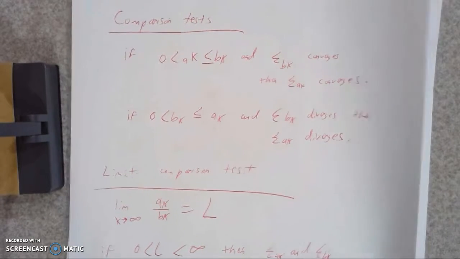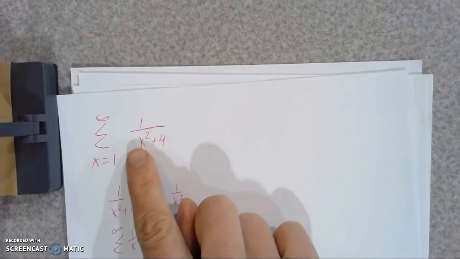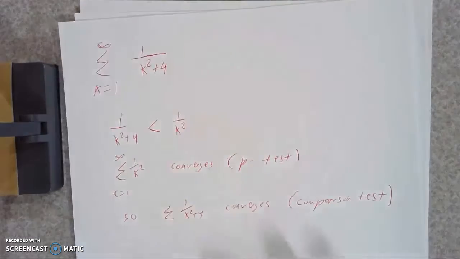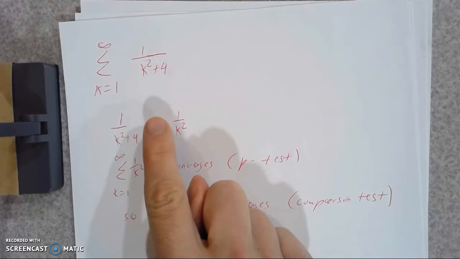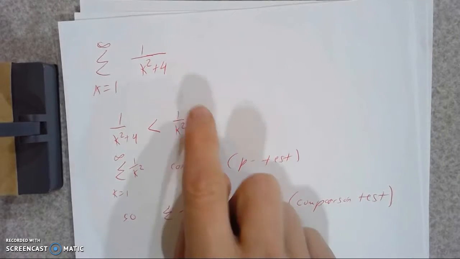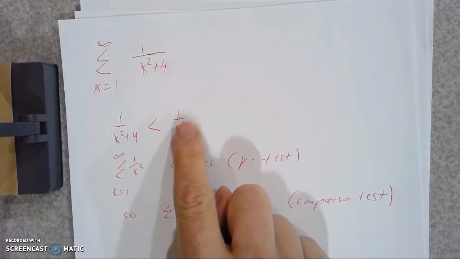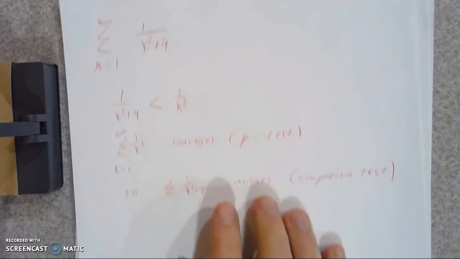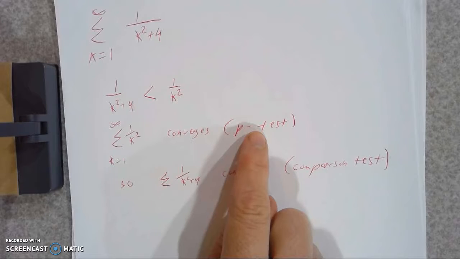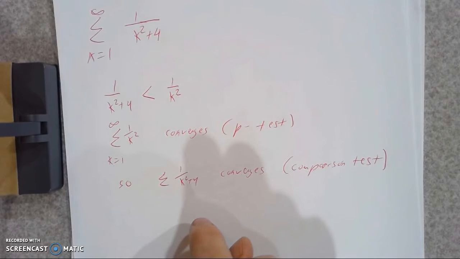Alright, let's go ahead and do an example with the comparison test. Here is the sum from k equals 1 to infinity of 1 over k squared plus 4. Every single term of 1 over k squared plus 4 is strictly less than every single term of the series 1 over k squared. So this is the a_k we were given, and I'm going to provide 1 over k squared as my b series. I know that the series of b's converges because it's a p-series with p greater than 1, it's 2. So that means this also converges by the comparison test.